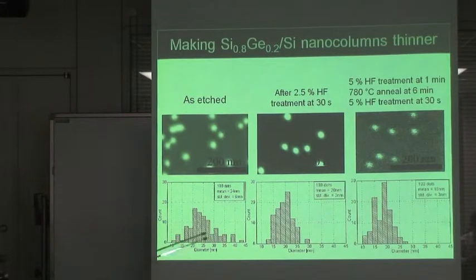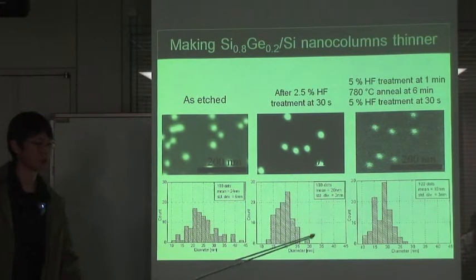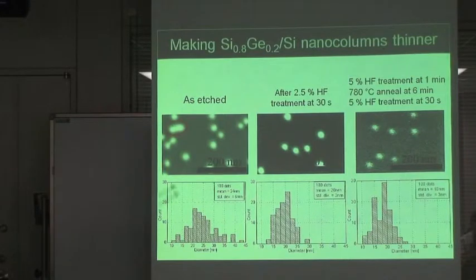And also, the standard deviation decreased from 6 nanometers to 3 nanometers. The reason is that this elliptical shaped nanocolumn was separated into 2 nanocolumns by hydrofluoric treatment.